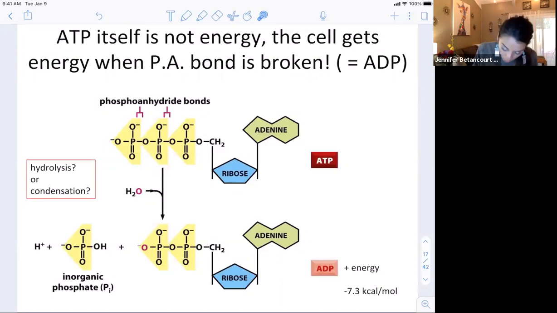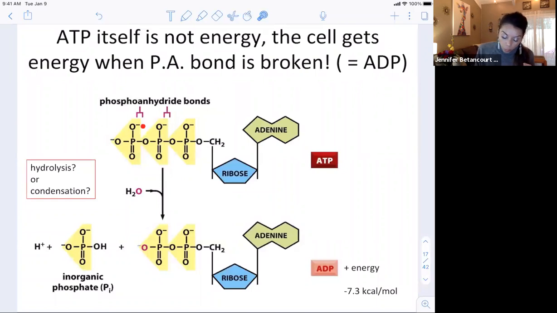Okay, so when you break this first bond, a bunch of energy is released. But other things have happened too. A bunch of energy is released, but you've also changed the molecule. The molecule is no longer ATP because you've broken one of those bonds. The molecule is now ADP, D for di, meaning 2, P for phosphate.